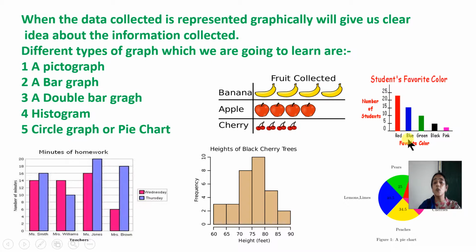So here, looking at it only, you come to know that the maximum number of students have red as their favorite color. And the least number of students have pink color as their favorite color. So this is how the graph is useful. Looking at it, you will get a clear idea about the information or the data collected.